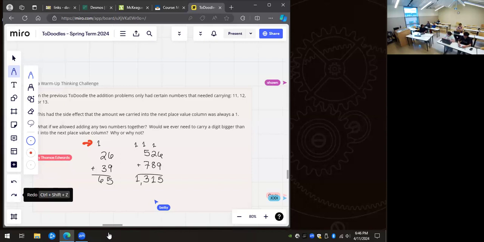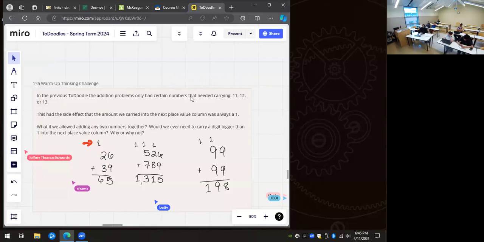So we need a really high number, huh? That's a good one. What if we have like 99 and 99? Do we carry something bigger than 1? Let's see, 9 and 9 is 18, plus 1 more is 19. Looks like we only carry 1s. Okay, that's nice to know.